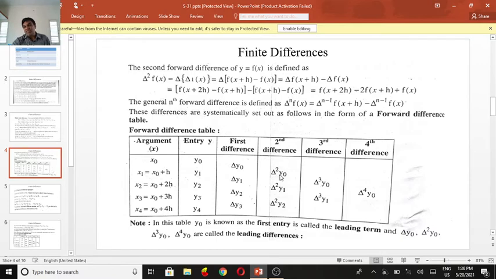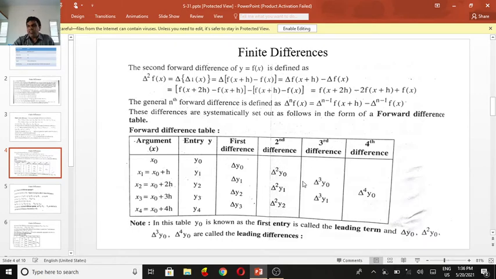If you take a second difference, so again del square, we get y2 minus y1, simply written delta square y naught. If you take delta y2 minus delta y1, it's del square y1. Again, if you take delta y3 minus delta y2, it's del square y2. So again we get this pair.